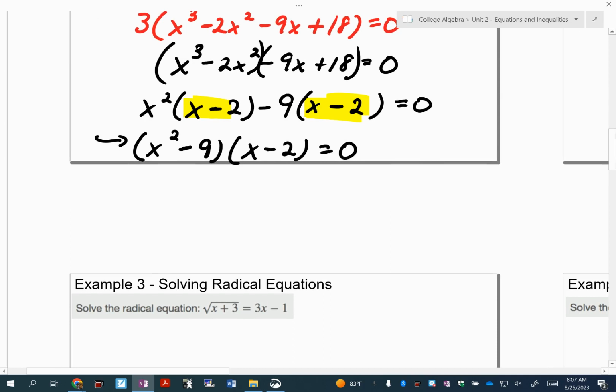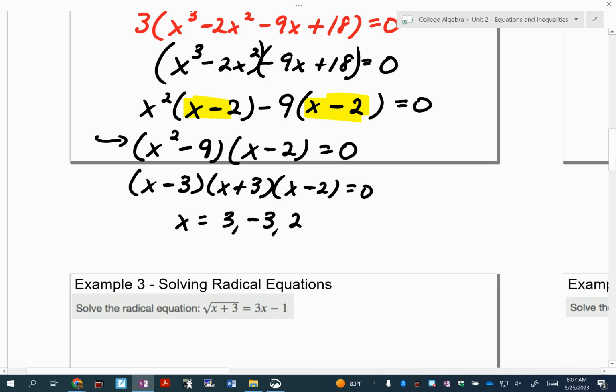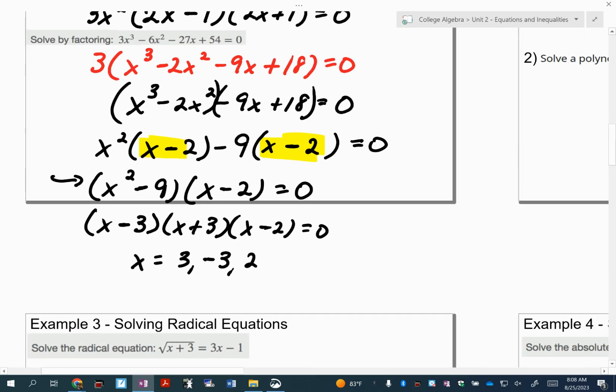This is another example of the difference of two squares. So I'm going to write x minus 3, x plus 3, and then bring down that other factor, x minus 2. So my three solutions are 3, -3, and positive 2. All right, so that's how you do that one with factor by grouping.